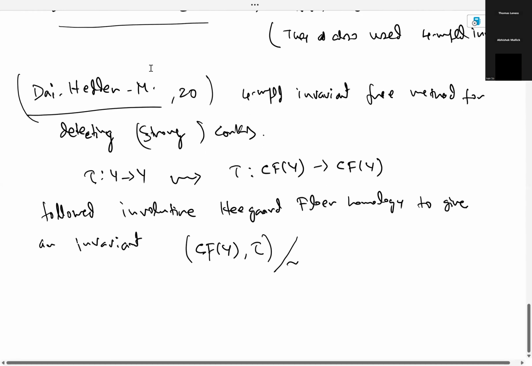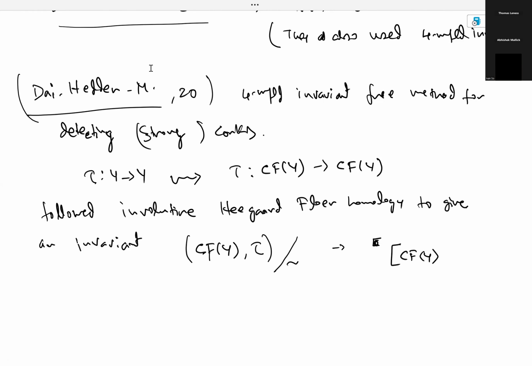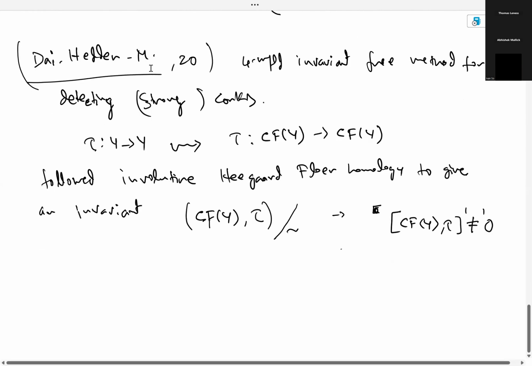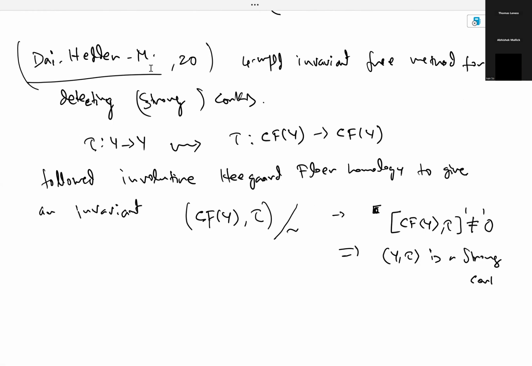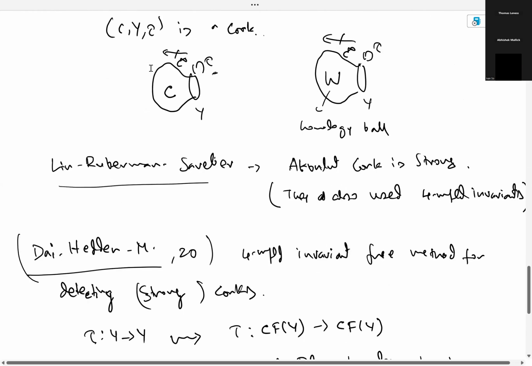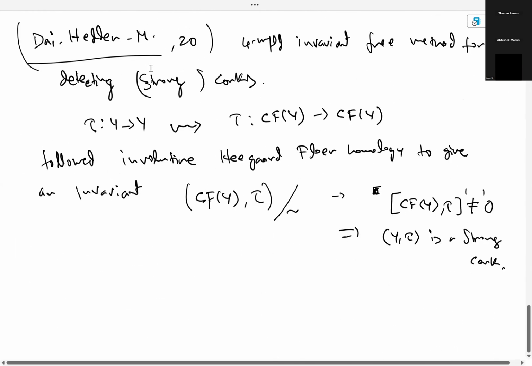And then if you can show that this equivalence class is non-zero, where non-zero is in quotes because I haven't really explained what I mean by this, then that implies that (Y, tau) is a strong cork. Okay. So throughout, we're going to subsume the fact that whenever we are talking about a strong cork, it's actually a cork. When I say that this is a strong cork, it just means that tau is never going to extend over any homology ball that Y may bound.